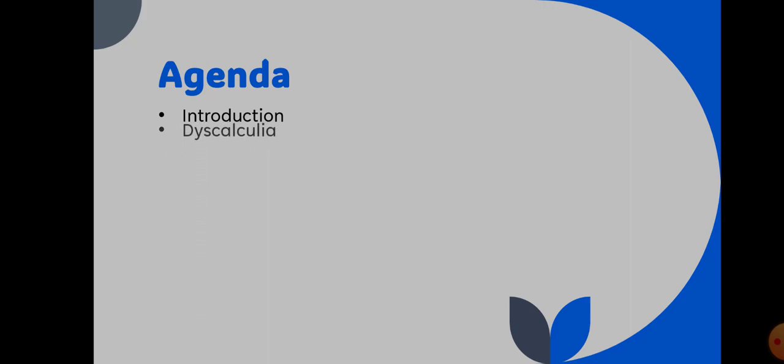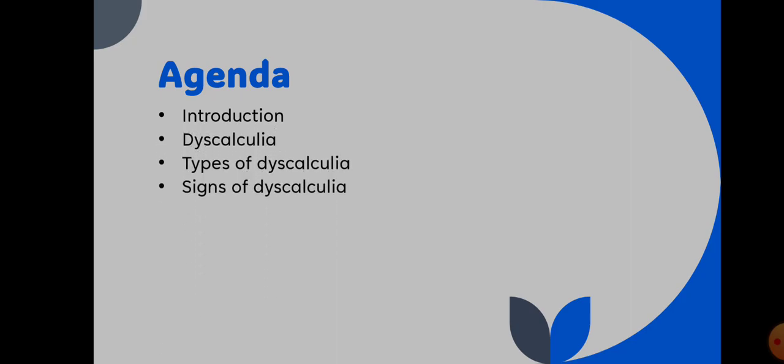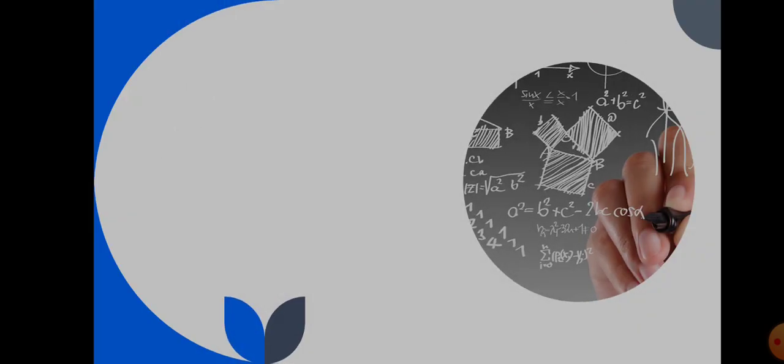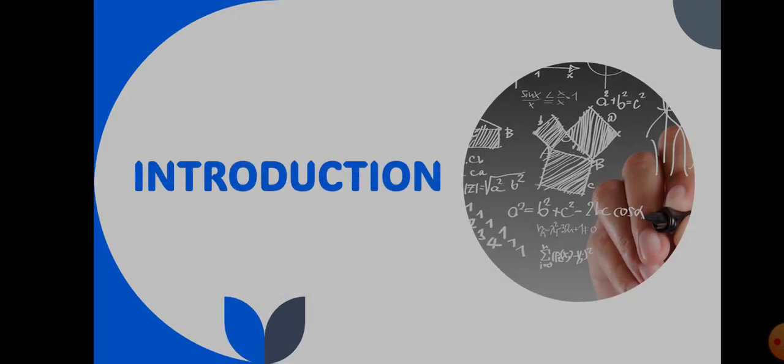Before that, first let's see the introduction and then we see about dyscalculia, then we see the types of dyscalculia and signs of dyscalculia. After that we see how to overcome dyscalculia and finally we see the remedies of dyscalculia and then we conclude the topic. So before that, first let's see about the introduction.